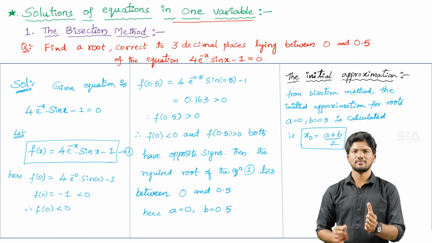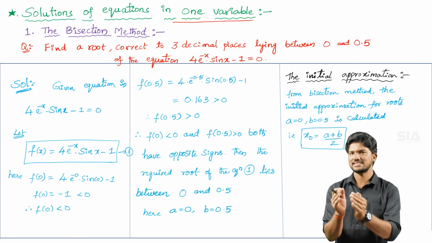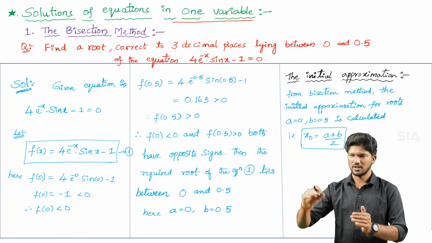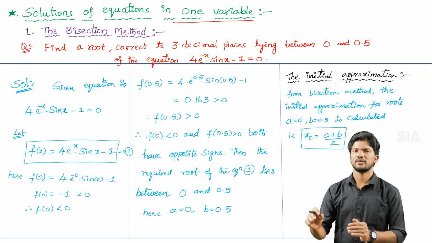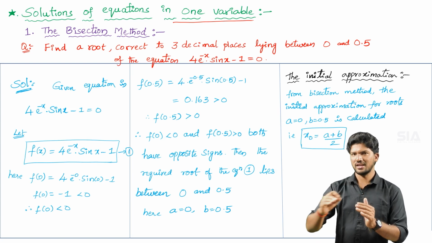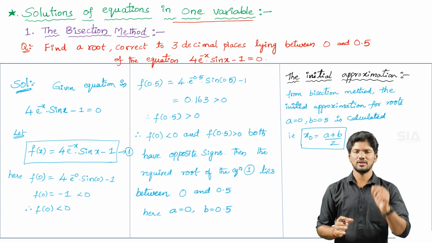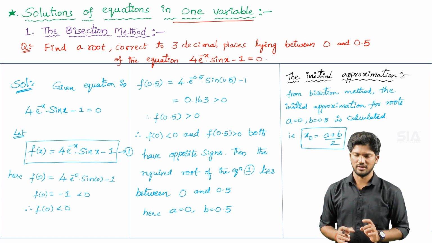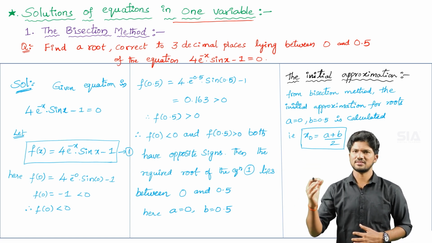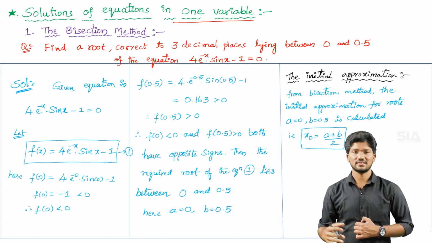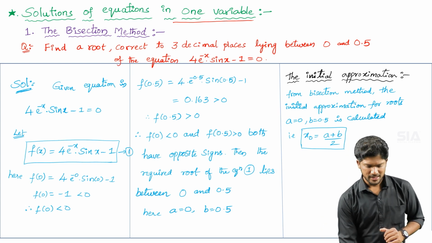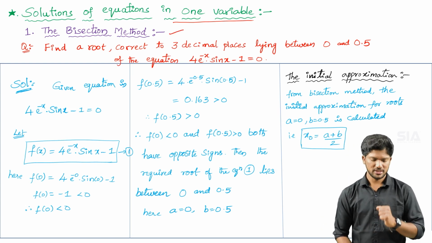One variable means that if you take an equation in x, the total equation is in terms of x only. If you take y, the total equation is in terms of y only. X, y, z, whatever it may be, you have to take only one variable. We have two variables also, and we have higher orders also. So the first method is the bisection method.